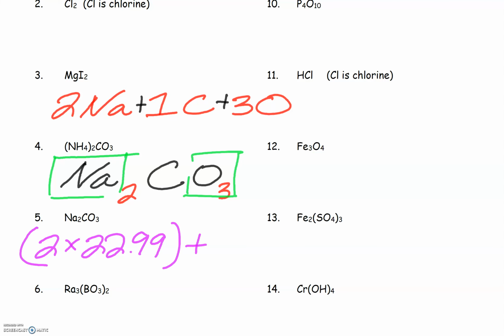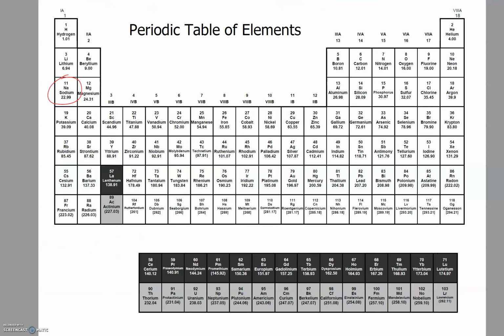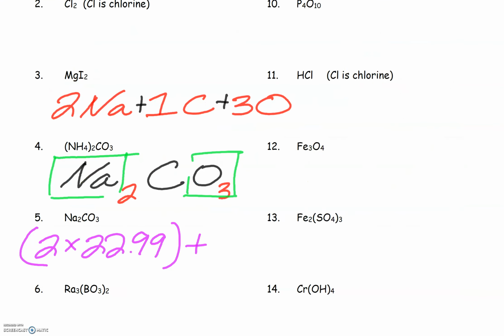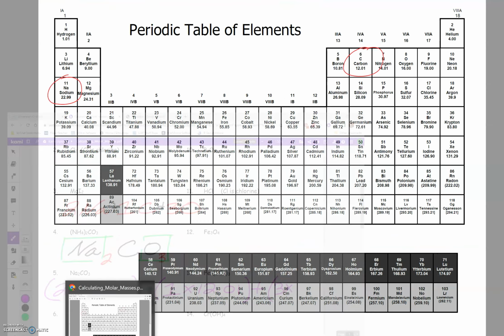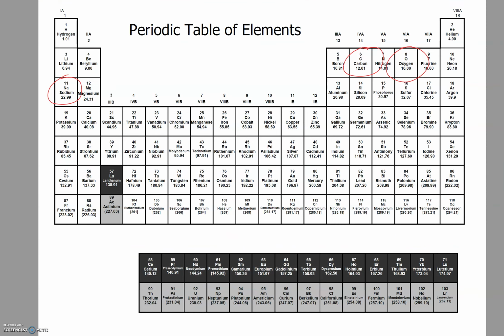Then we're going to add that to the carbon. Let's go back over here and find carbon, 12.01. So that's just 1 times 12.01. Then we will add that to the last one, which is 3 times the oxygen. The oxygen, back over here, weighs 16.